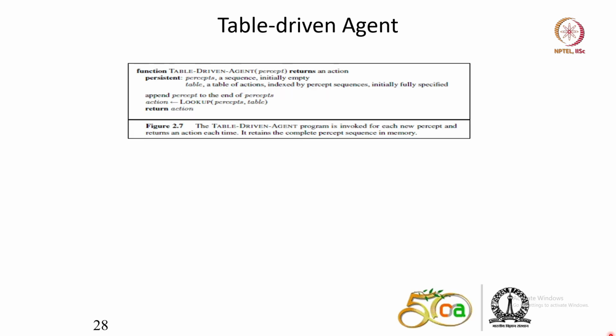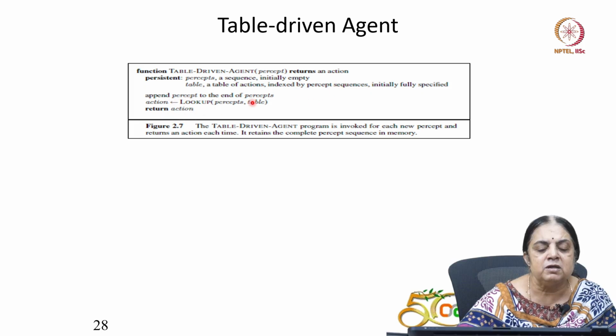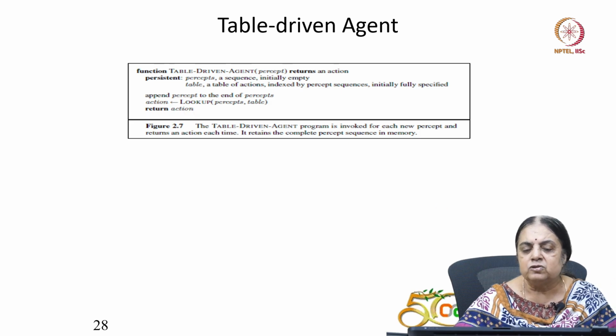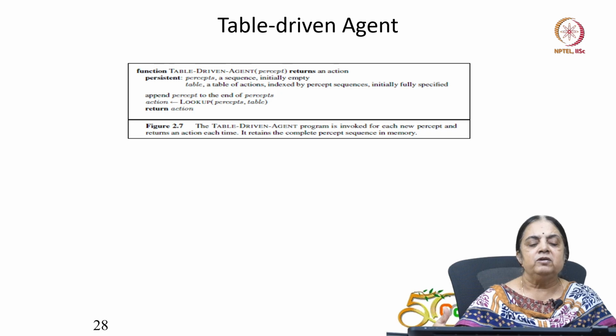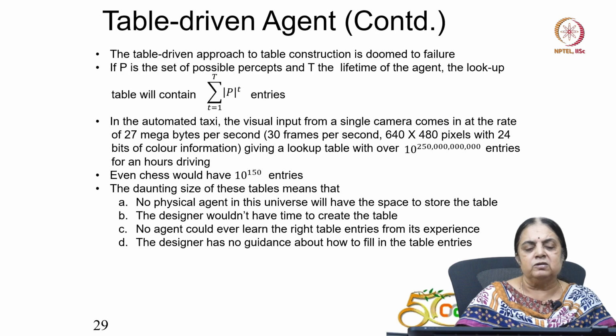So this is like a table driven agent. In a table driven agent, the input is the percept, and the output you get is the action that you are going to take. So you append the percept to the percept sequence, right? And you look up in the lookup table. So if this is the percept sequence in the table, this is the action to be taken, and you return that particular action. So this is the table driven function.